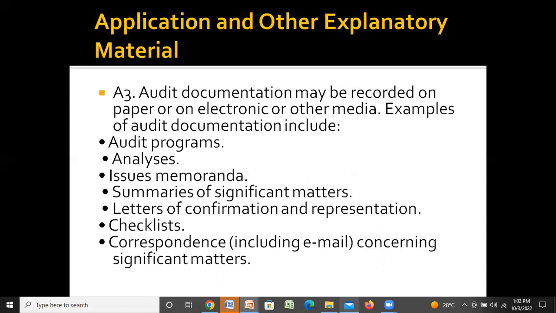Okay, then we have A8.3. Audit documentation may be recorded on paper or electronic forms. Right? Either you can use a soft copy or paper. Examples of audit documentation include audit programs, audit analyses we have done, issues memoranda, summaries of significant matters, letters of confirmation and representation, checklists we used for the audit, correspondence including email concerning significant matters with management and those charged with governance.